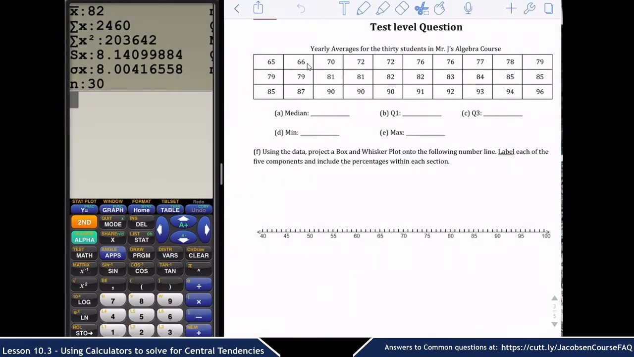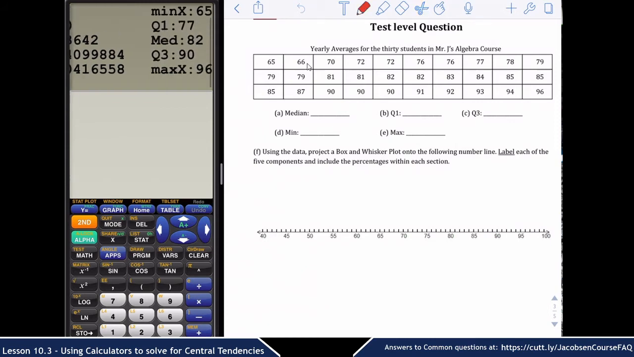With all that information entered, the only time-consuming portion of solving these is in entering the data carefully so that way you don't make any mistakes. So let's take the information that we have and let's enter it. So we said our median was 82. Our first quartile was 77.